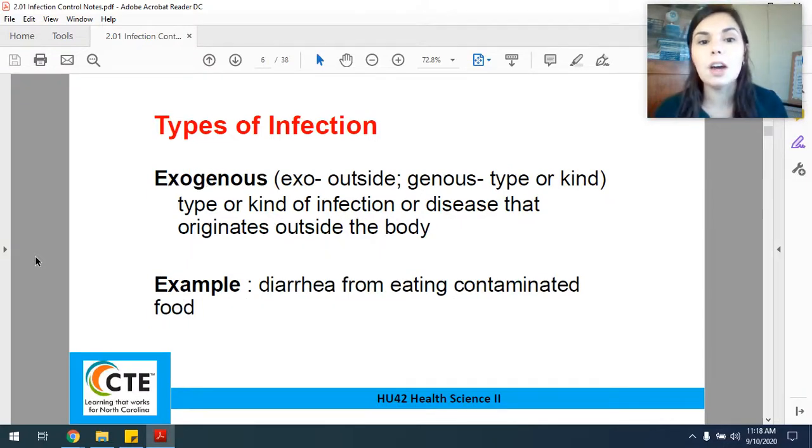And then we have exogenous, which is the opposite of this. Exo meaning outside. And this is a type of kind or of infection or disease that originates from outside the body. So things like getting diarrhea from eating contaminated food would be an example of exogenous. You ate food from the environment, it went into your body, it was carrying some kind of pathogen, and now you are sick.